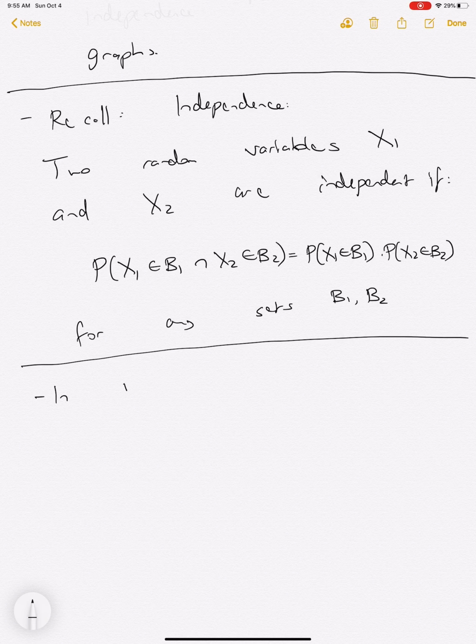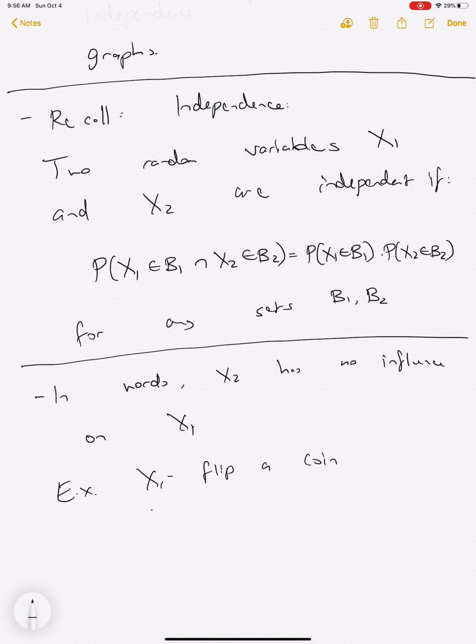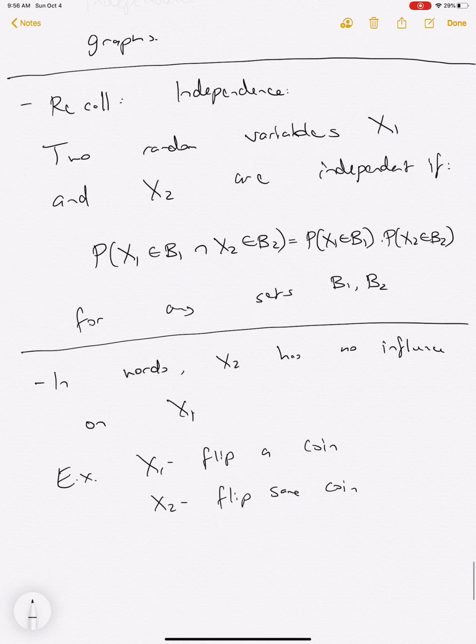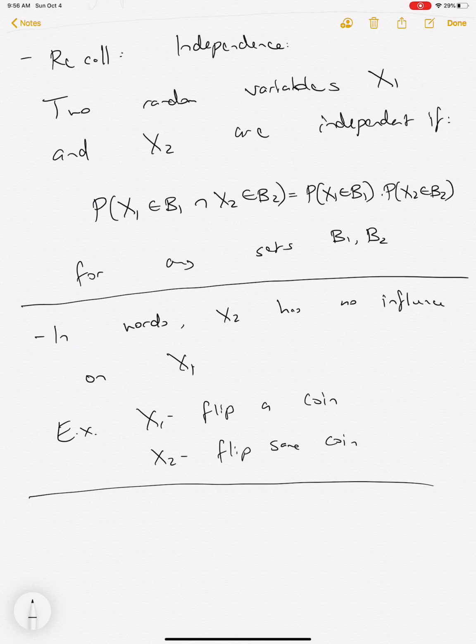in words, x2 has no influence on x1. For example, x1, flip a coin, x2, flip the same coin again. You can think about rolling dice multiple times. There's lots of scenarios where one random event has no influence on another random event. So this leads to the notion of conditional independence.